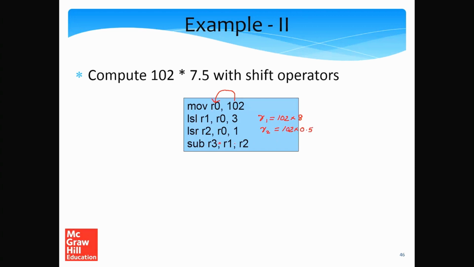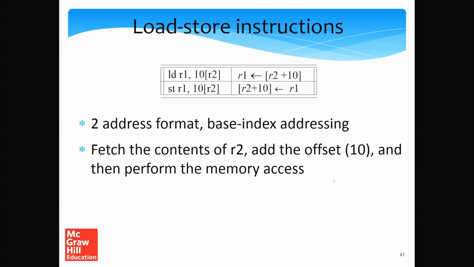We subtract R1 minus R2. So R3 becomes equal to, well, this is exactly what we wanted to do. So you see, this is very easy. And we have avoided the costly, expensive, time consuming division instruction, and in the place of that, what we have done is that we have a very, very nimble and efficient solution with shift instructions.